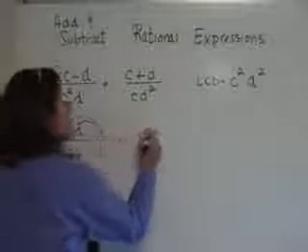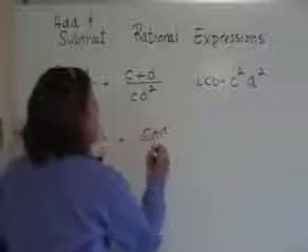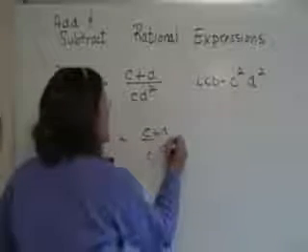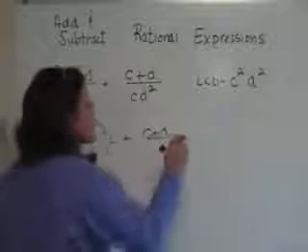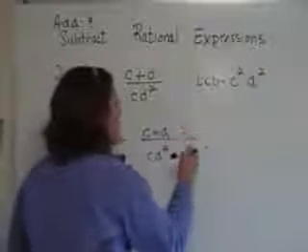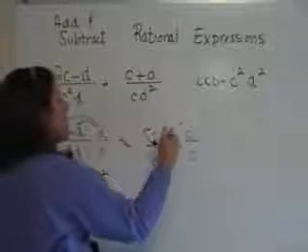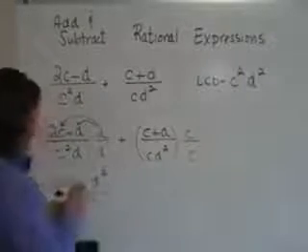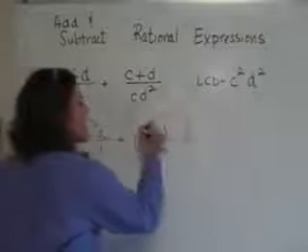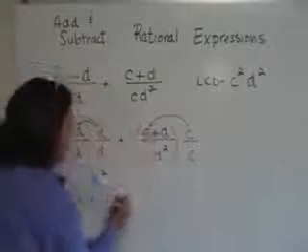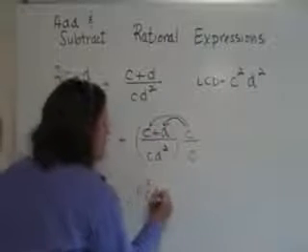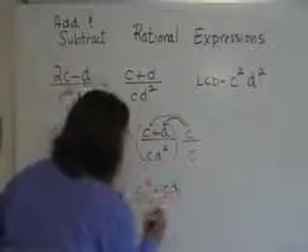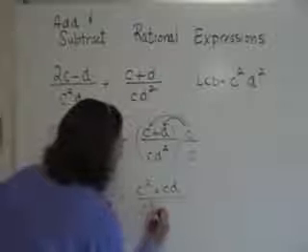The next fraction, (c plus d) over c d squared, is missing a factor of c. This needs to be c to the 2nd power. So I'm going to multiply top and bottom of this fraction by c, but I'm going to be sure to put it in parentheses so that I distribute the c times each term in the numerator. So that'll be a c squared, and here I'll have a cd over the common denominator of c squared d squared.